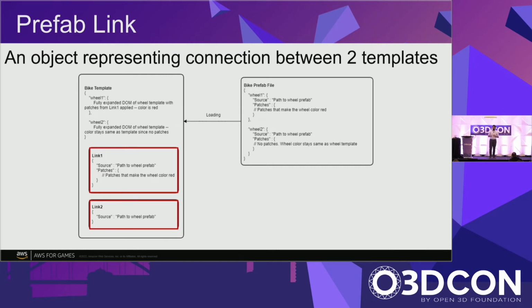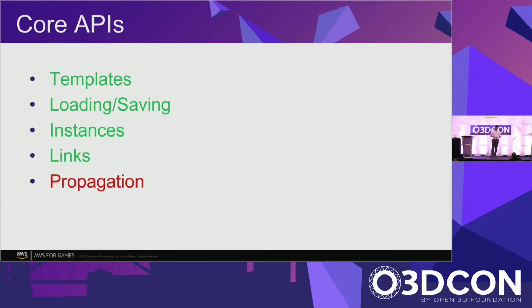So in this case, since there are two wheels within a bike prefab, there will be one link created each to represent each connection. And this is where we'll be storing the patches on the nested prefabs also, which is something really important for us to implement features like overrides, which we'll be covering in the later part of the presentation. So that's links for you.